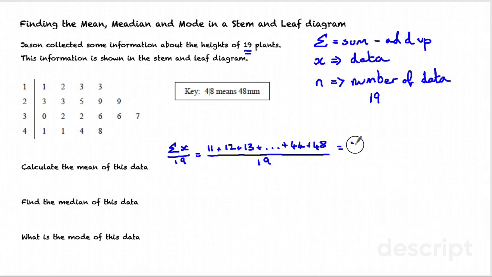That is 555 divided by 19, and I calculate that to be 29.2 to 1 decimal place.